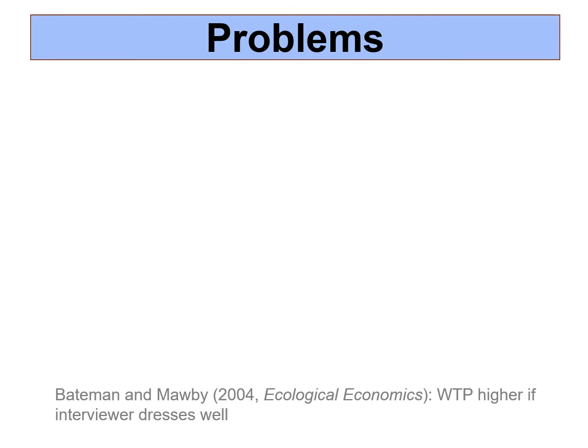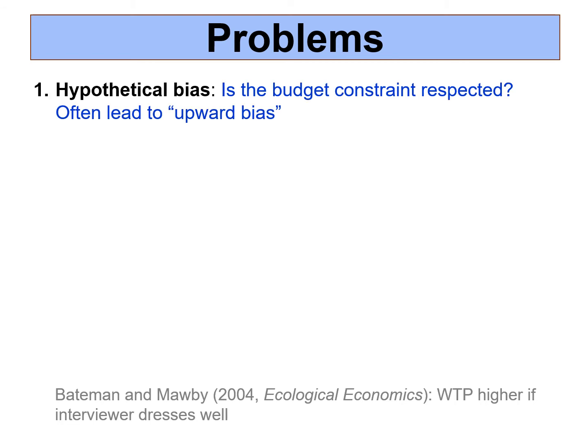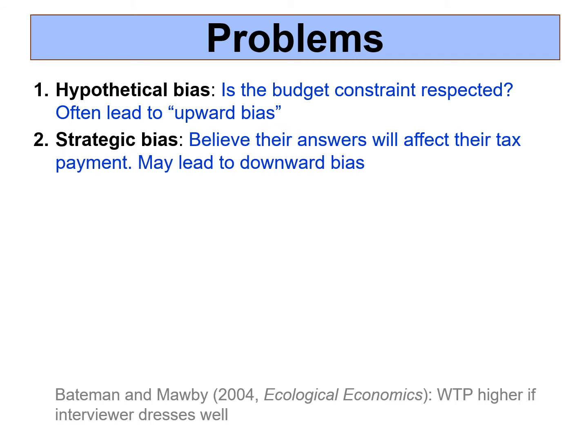These are some problems that you may face when you design the contingent valuation method. The first one is hypothetical bias. Is the budget constraint respected? Sometimes your respondent may agree to whatever value that you propose to them, and this often leads to an upward bias. Second, you have strategic bias. So they believe that their answers will affect their tax payment and they may not be willing to say yes. So this may lead to downward bias.